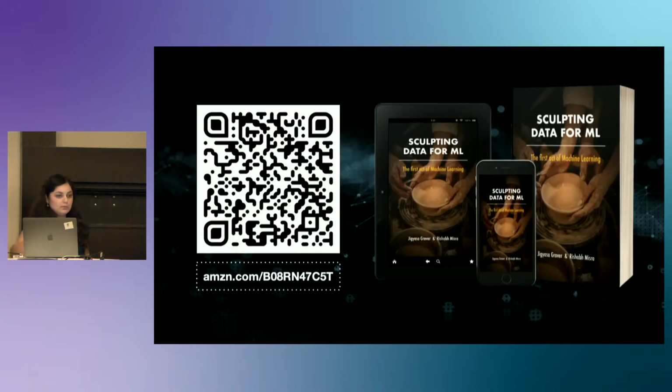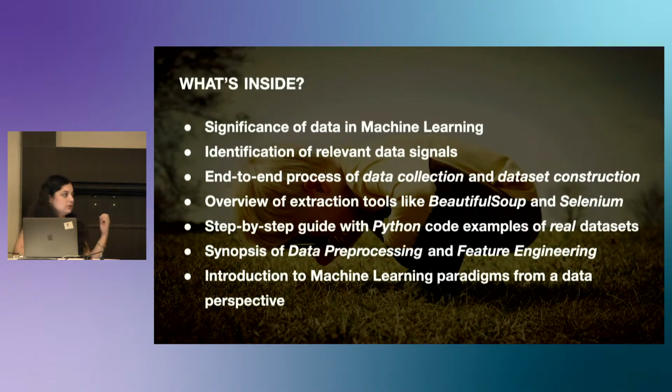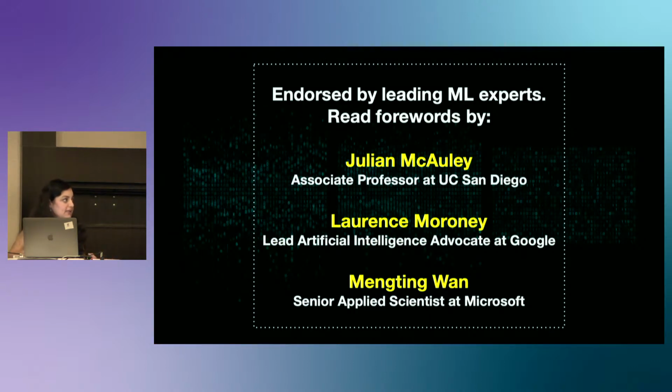That being said, we've also published a book on this. These were just a few of the pointers we shared from the book. It's called Sculpting Data for ML, and it really acts as the first act of machine learning. You can find code examples right from scripts in Python, Selenium, Beautiful Soup, step-by-step on how you can create a data set of your own. As you mentioned that you have trouble getting relevant data, and you might think, oh, I know a perfect source, all I need to do is create a data set out of it, this book might be really helpful. It is endorsed by leading ML experts, both from academia as well as the industry. So we have Julian Macaulay from UC San Diego and Lawrence Moroney, whom I guess many people know. He's the lead AI at Google.